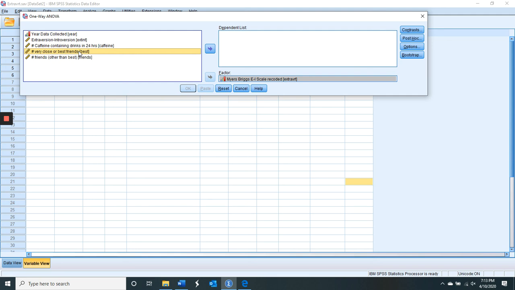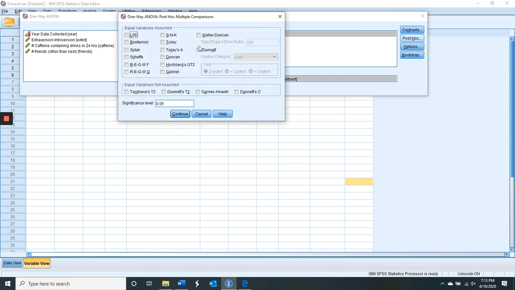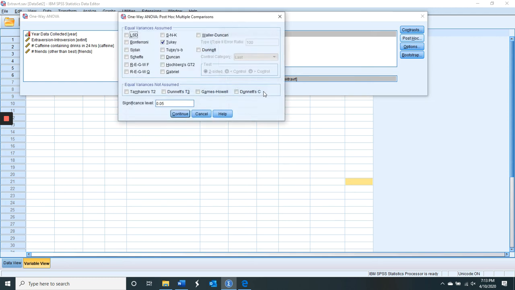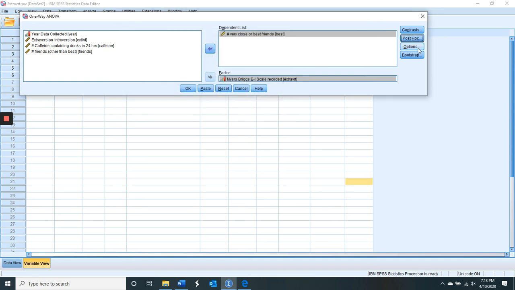And then the number of very close or best friends. So that's actually ratio. Again, it only needs to approximate interval, but in this case, we have a ratio measured variable. We need to do a post hoc just in case it's significant in terms of the F. So pressing the 2 key is a good choice. And it's again 0.05 for the alpha. We don't have to worry about that. That's the one that we always use, and that's actually the default in SPSS.